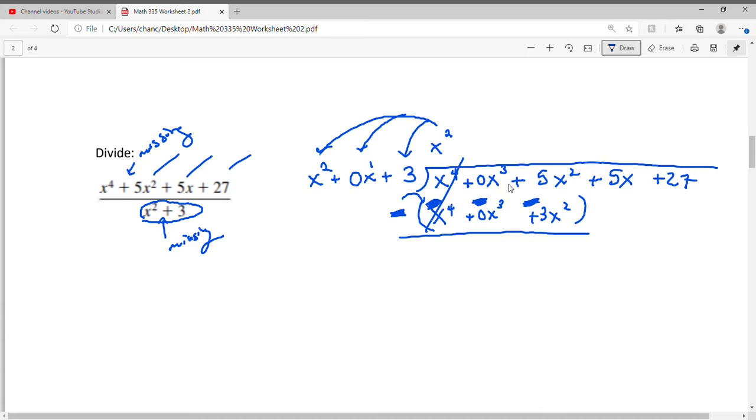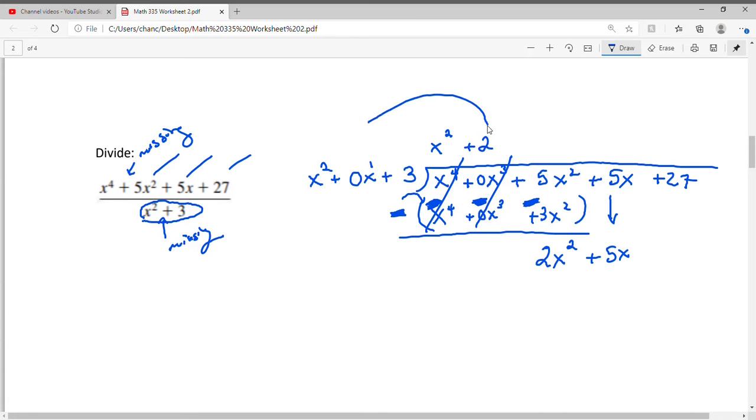This cancels out. This cancels out. I get 2x squared. And of course, I could bring down the 5x. And now I can repeat the process. Let's make a guess again. x squared times what gives us 2x? I'm going to guess a 2.